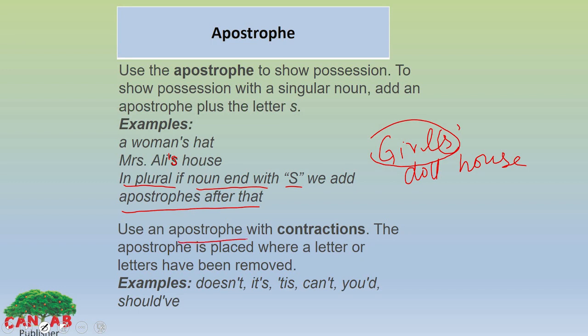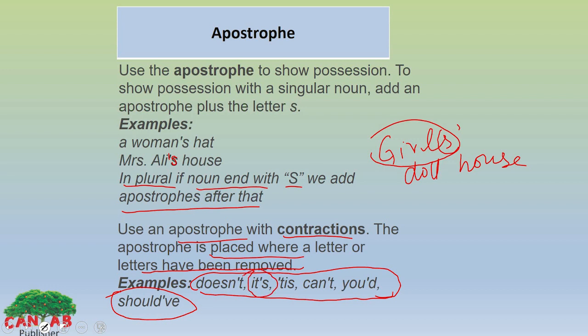We use an apostrophe with contractions. The apostrophe is placed where a letter or letters have been removed. I hope you have seen this type of written words. These are modal verbs and helping verbs. When we write these words in a short form, in informal writing, we use this. It is called a contraction. To write like this, we add an apostrophe between them.